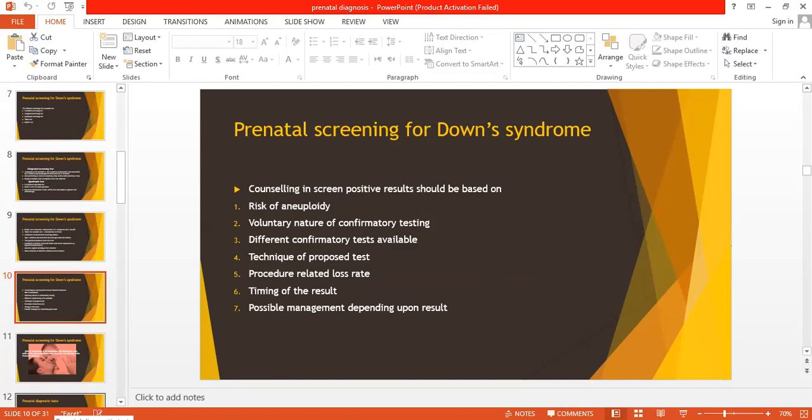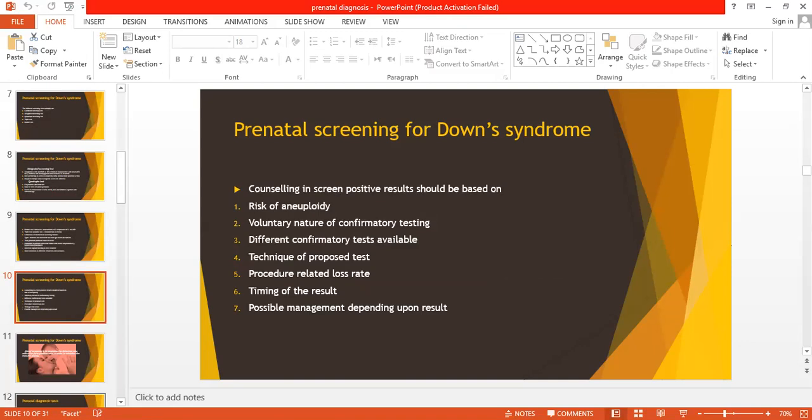So if the test turns out to be a screen positive, if the result comes out to be 1 in 150 risk, suppose in the combined screening test, it is a screen positive result, right? So how will you counsel the parents? The counseling should take into account the following points. You should explain the risk of aneuploidy to the parents.